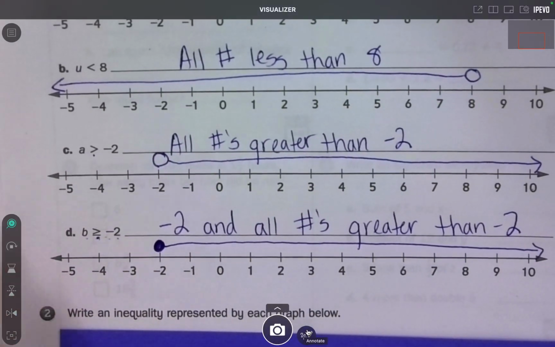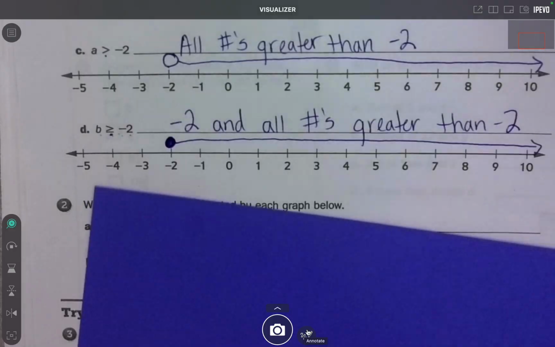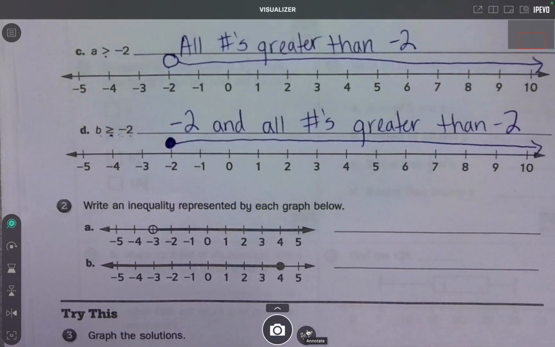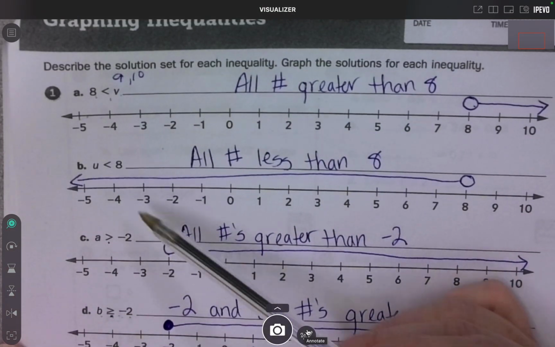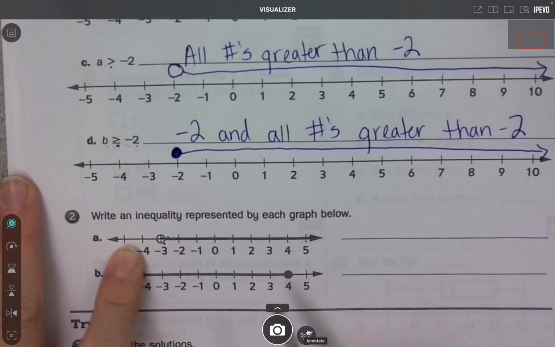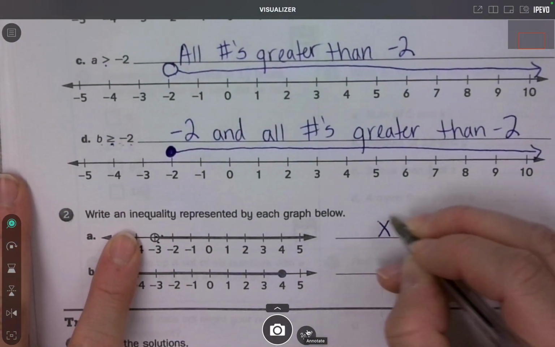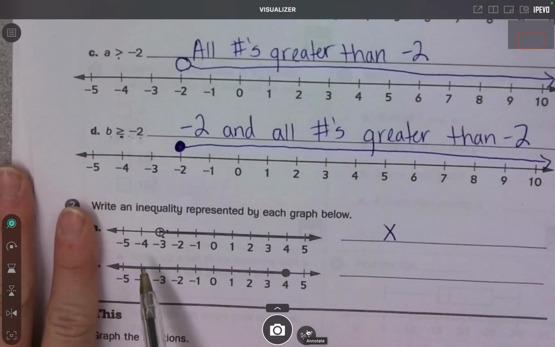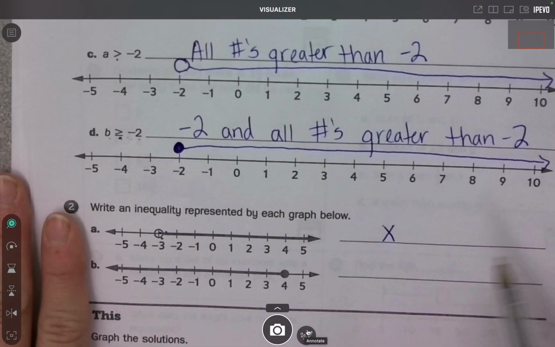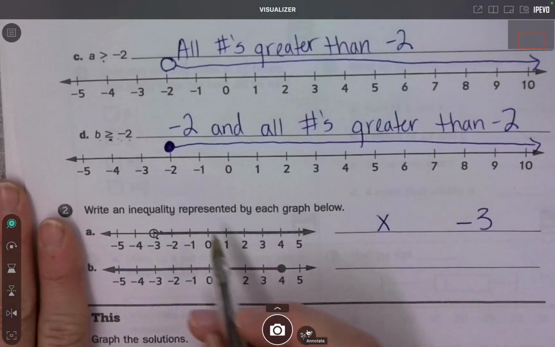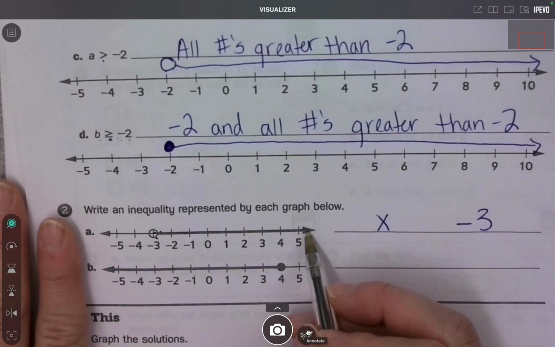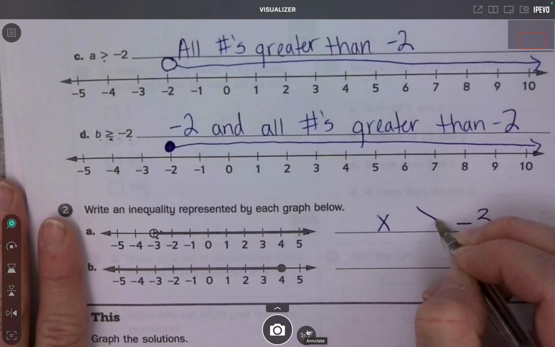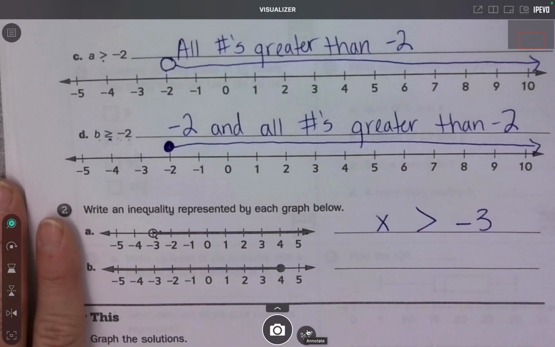Okay, so now we're going to take the graph and we're going to write an inequality from the graph. Okay, so if you look right here, it's an open dot. So that means it's got to be less than or greater than. Okay, so let's just say it's x, some number. Some number has to be something -3. So are these numbers greater than -3 or are they less than -3? They are greater. So you would just fill in with the greater sign.